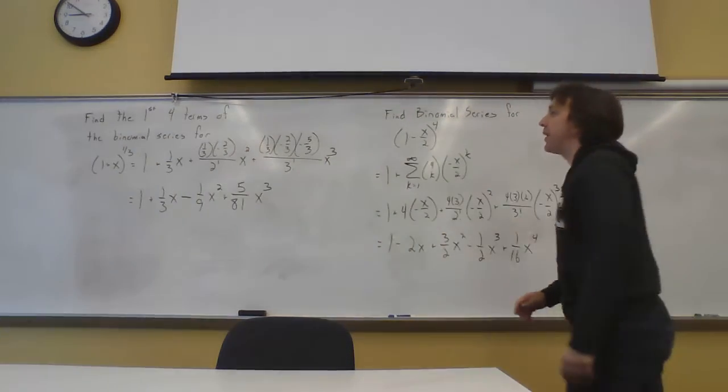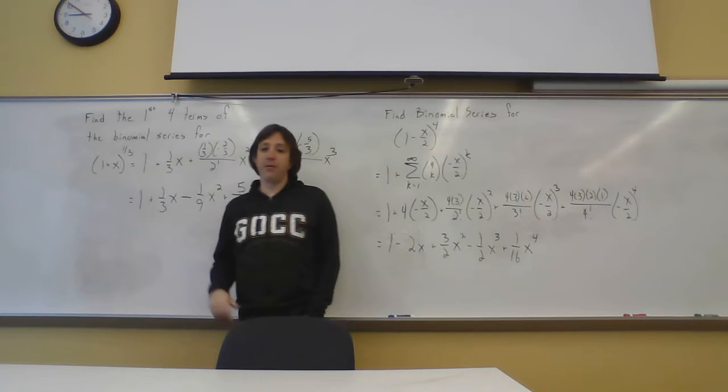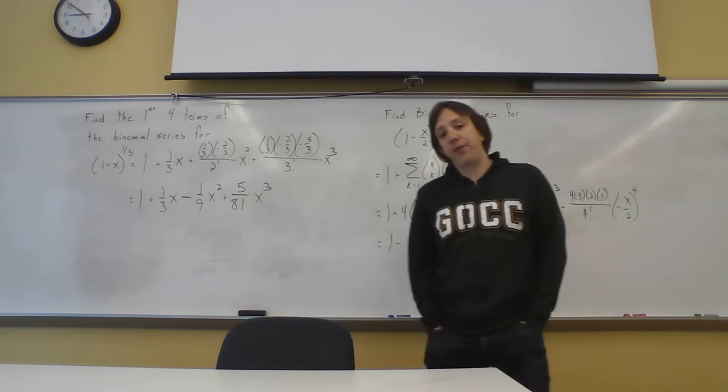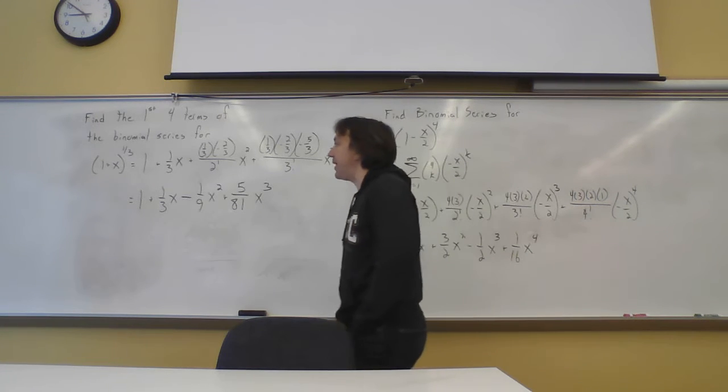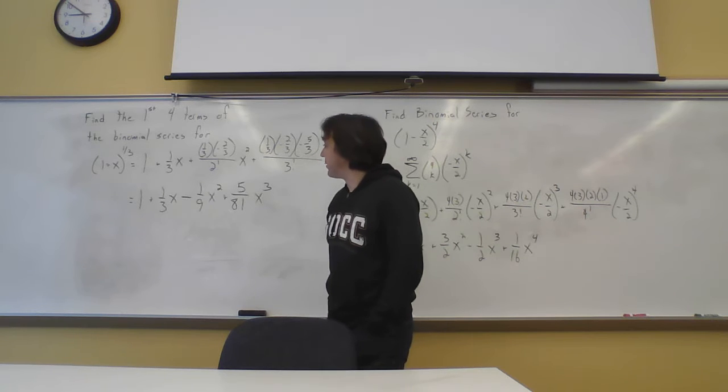All right, so continuing on, let's find the first four terms of the binomial series for 1 plus x to the 1/3 power. Now this one's a bit annoying because of the fraction exponent. We can't use our calculators to evaluate those fun little binomial coefficients.